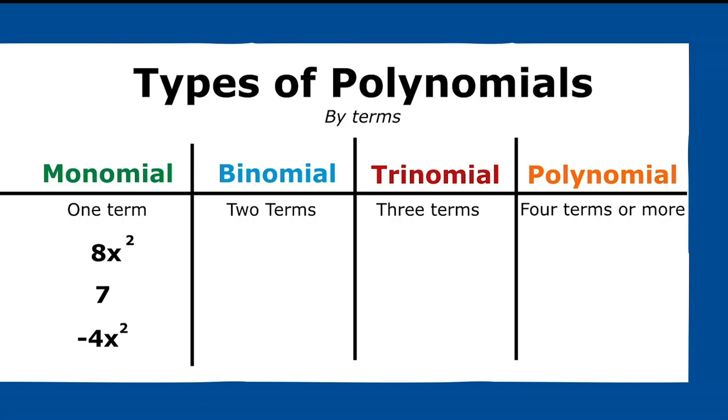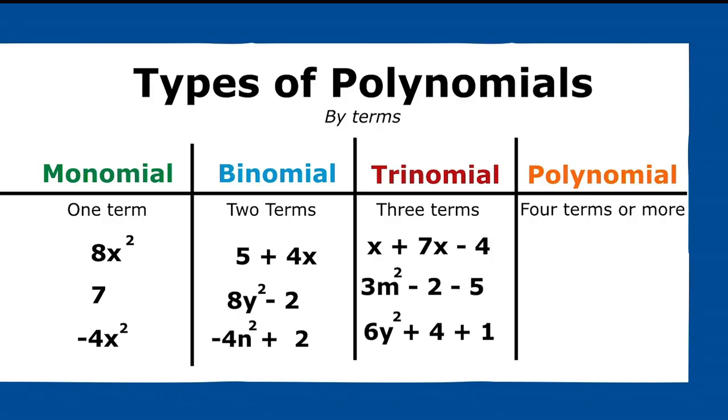Now, if I want to go a step further, I can have binomial, which would be two terms. And this could look like 5 plus 4x, 8y to the power of 2 minus 2, or negative 4n to the power of 2 plus 2. These are all two terms, and as you see, these groupings of numbers are separated by an operation sign, which would be addition or subtraction. So this leads me to trinomial, three terms.